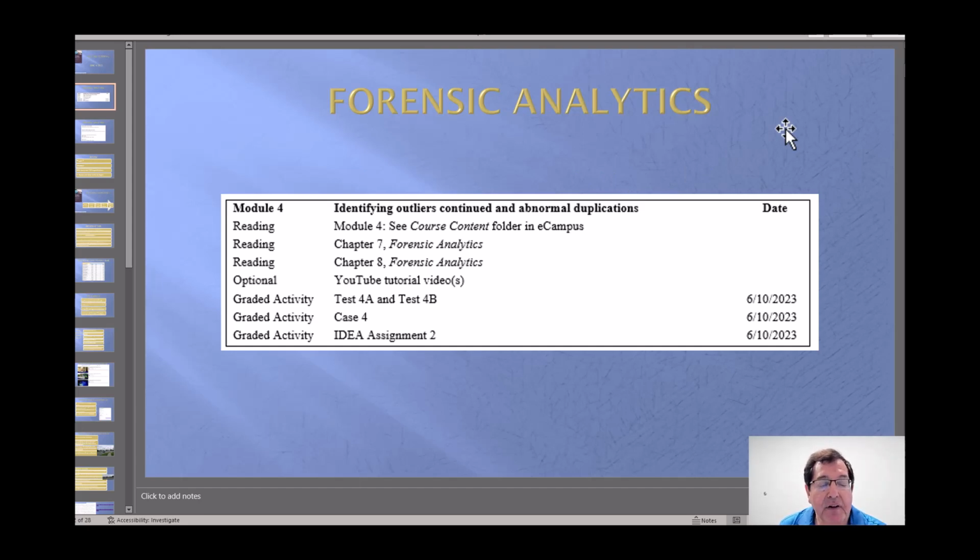We have 2 tests, a case and an IDEA assignment. And the good news is that this is the speed that we will continue with right until the end. We will not have anything extra, no big project in the final week. It will look pretty much like this as well.